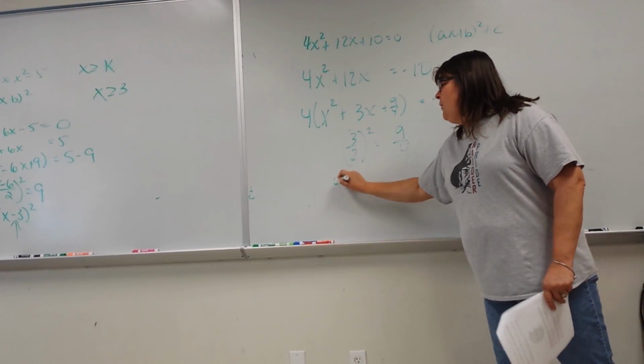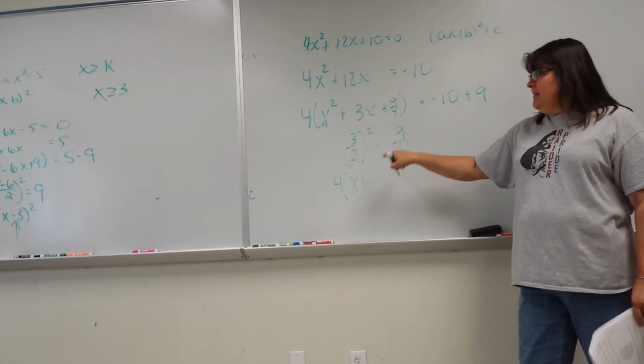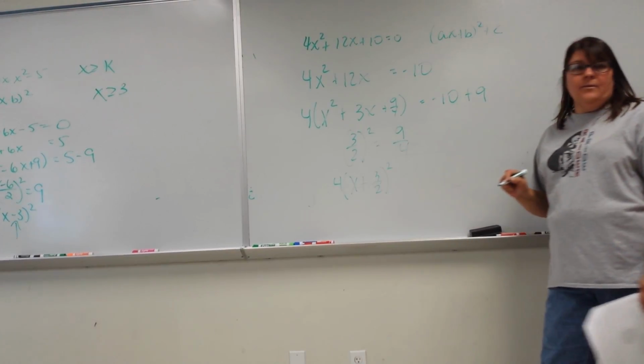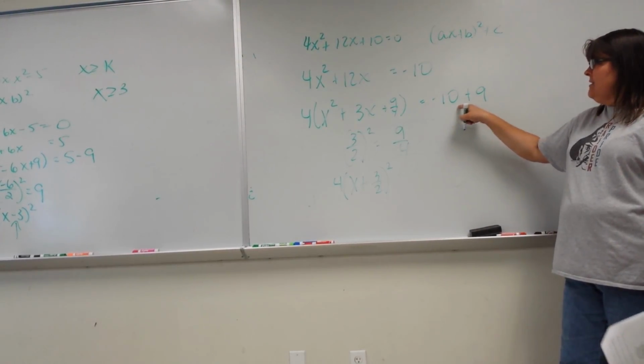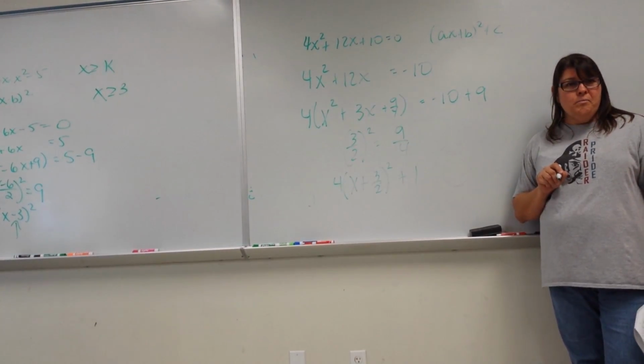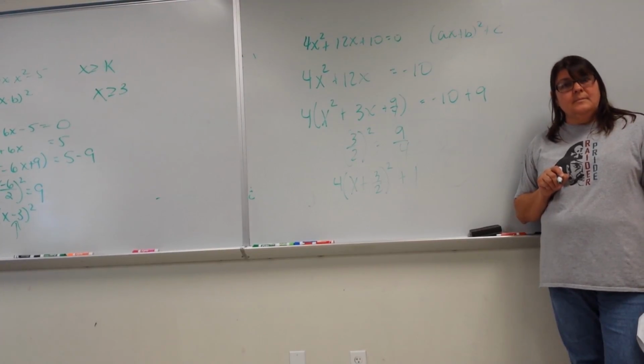So then I have 4 times x plus, take the square root of that. It's this thing before it's squared. So 3/2 squared. Okay? And this is what? That's -1, so plus 1. Are we good so far? And it's always like if you have a fraction, it's always going to be the b over 2. That's always going to be that.